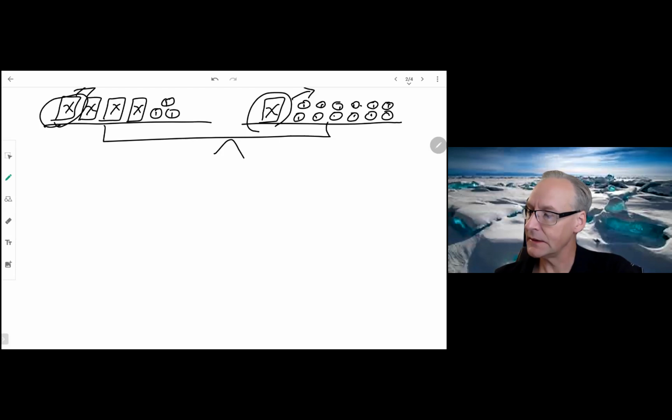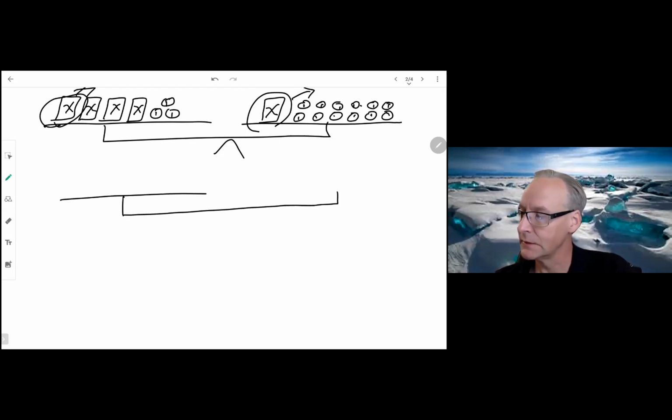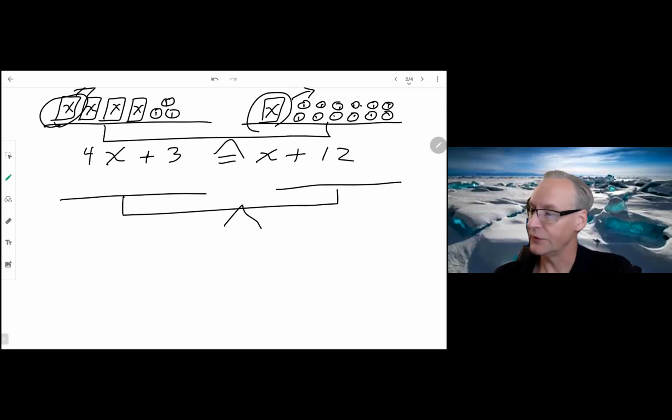And when I do that, you now have a new equation. And you can see what it looks like. We've got 3x plus 3 is equal to 12 weights. Now, this was 4x plus 3 is balanced with x plus 12. And we took an x from both sides.